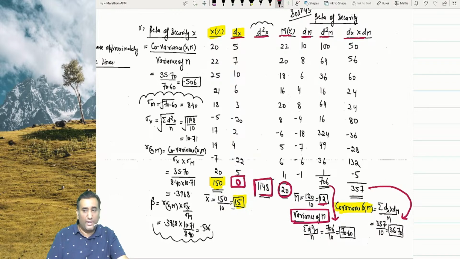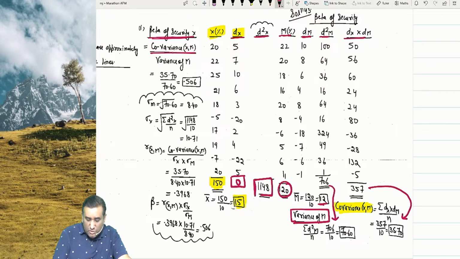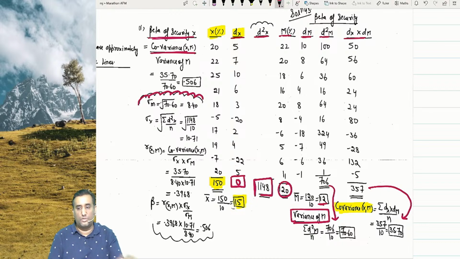60706. Where M by this. And then beta of the security, what I originally used formula was covariance of X,M divided by variance of market. The question ideally was over there. That's it. After that, what has been done is, I have applied a second formula so that you can cross check the numbers also. An application of both the formulas you can do in one question.